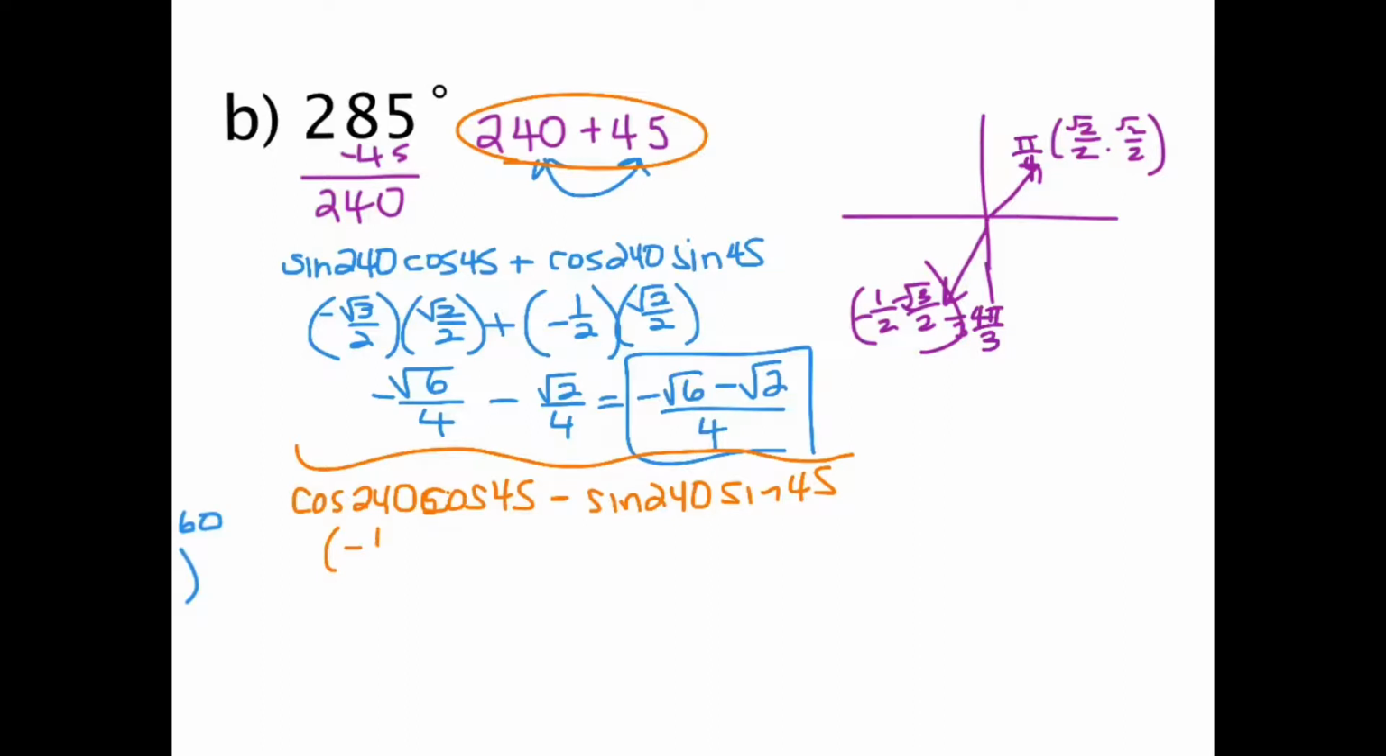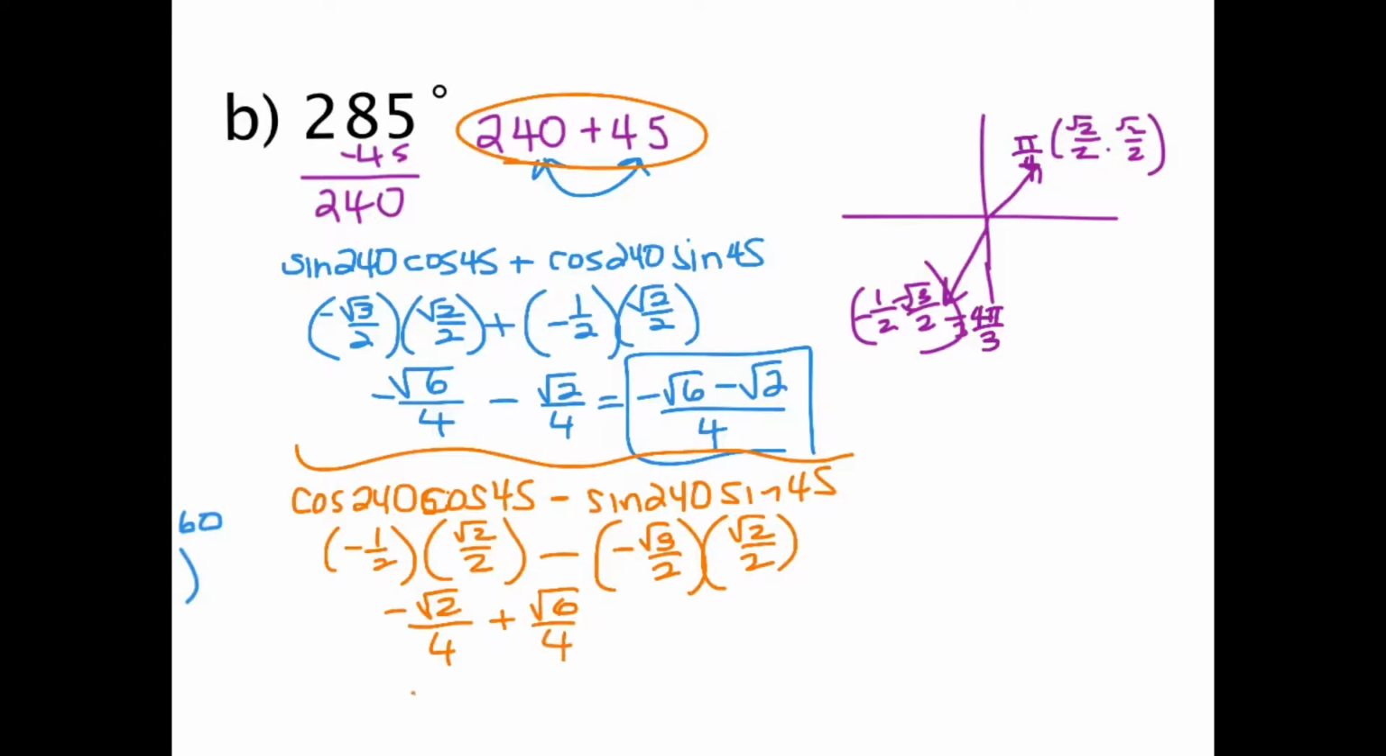Cosine of 240 is negative 1/2. Cosine of 45 is root 2 over 2. Minus sine of 240, which is negative root 3 over 2, and sine of 45 is root 2 over 2. I get negative root 2 over 4 minus a negative, which becomes positive, root 6 over 4. So I get negative root 2 plus root 6 all over 4.